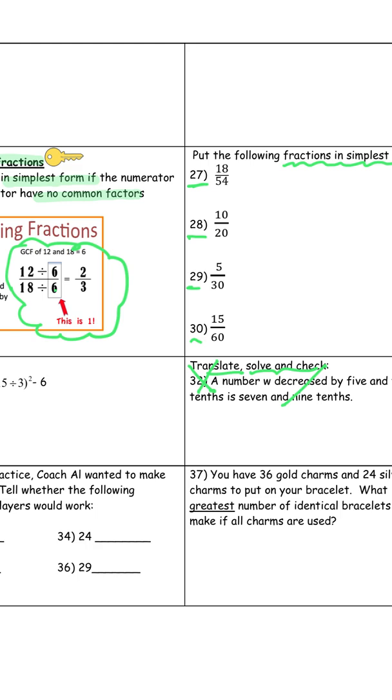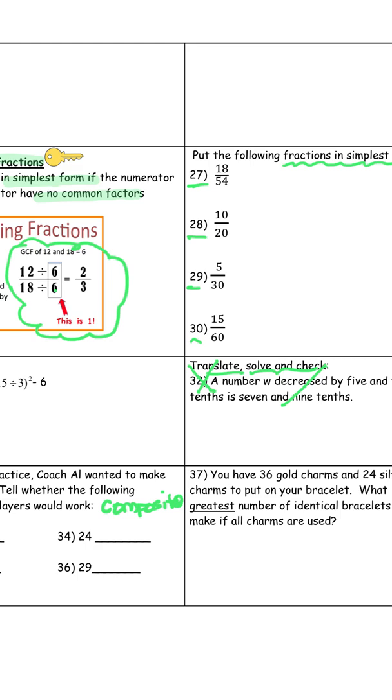Next one's at hockey practice, Coach Al wants to make equal teams. Tell whether the following numbers will work. So yes or no. For that particular question, they are asking you which numbers are composite, because in order to make equal groups, you have to have composite numbers. If the numbers are prime, that will not work. So be careful. They're asking you yes or no, are they prime or composite?